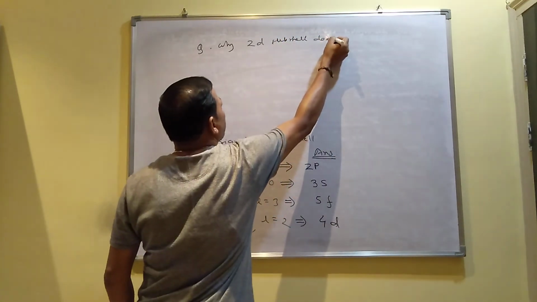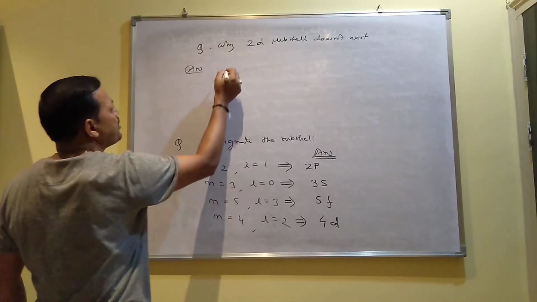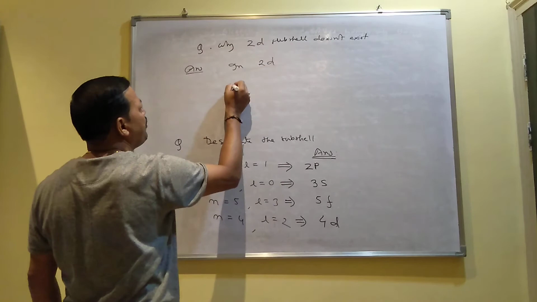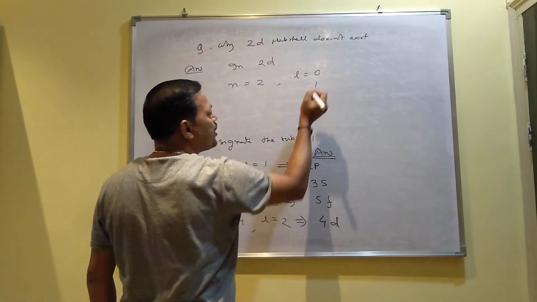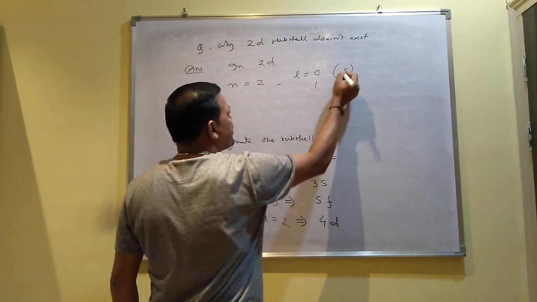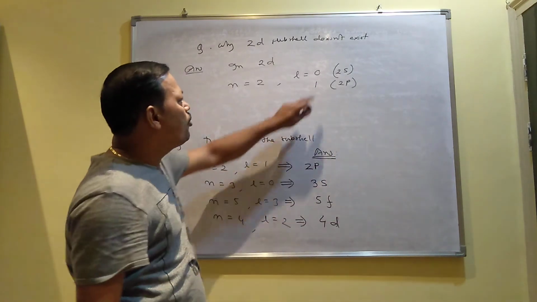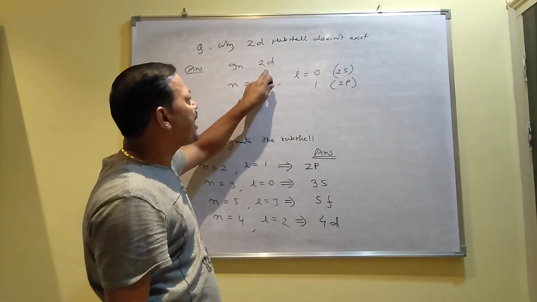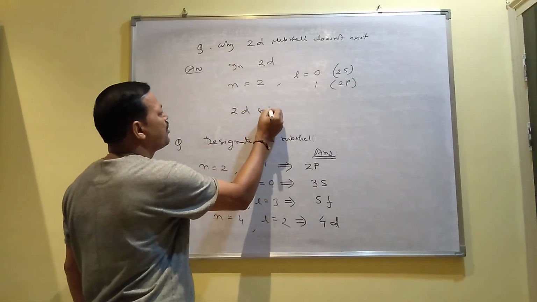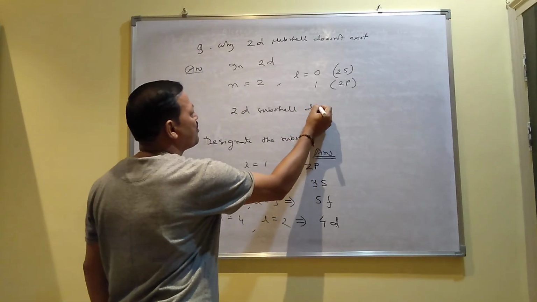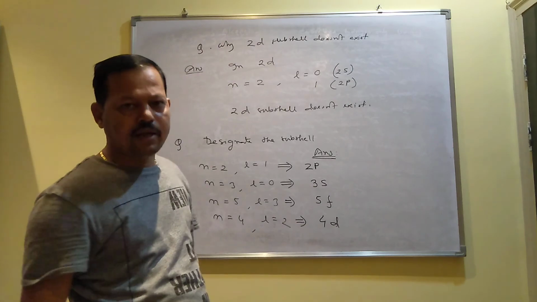2d subcell does not exist. The answer you have to write like this: in 2d, n value is 2. If n is 2, L you will get 2 values, one is 0, one is 1. For 0 you will get s, which is called 2s, and for 1 you will get p, that is 2p. So there will be no d here. So that is why in second cell you don't get d subcell, and that is why 2d subcell does not exist. In this way you have to write the answer. Thank you.